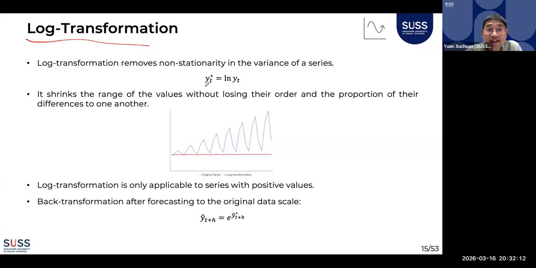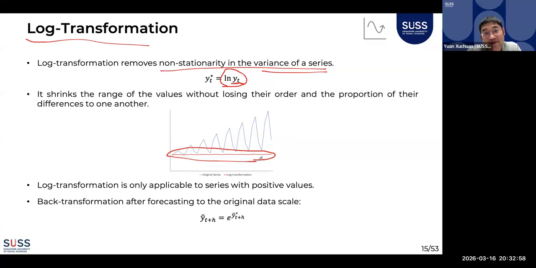Okay, so you take a log transformation of your original time series, but ensure all your time series data should be positive, right? Otherwise, you cannot take a log transformation. So you take a log transformation to remove the non-stationarity in terms of the variance. If you look at this, you can see the variability of the variance may become bigger and bigger, and you take a log transformation, and then it becomes a stationary time series in terms of variance of your original time series.